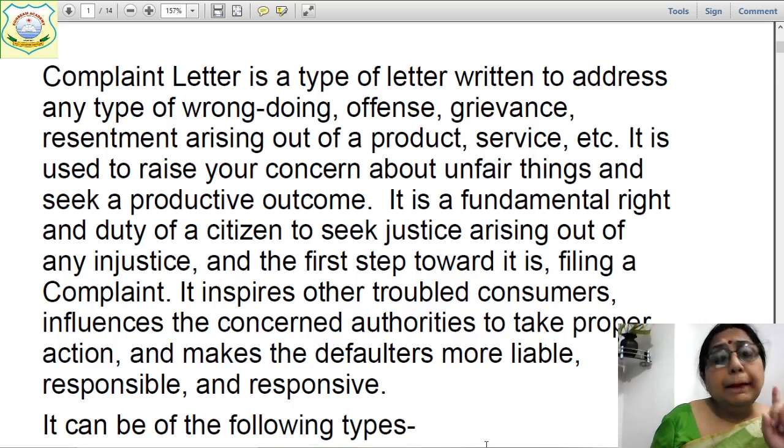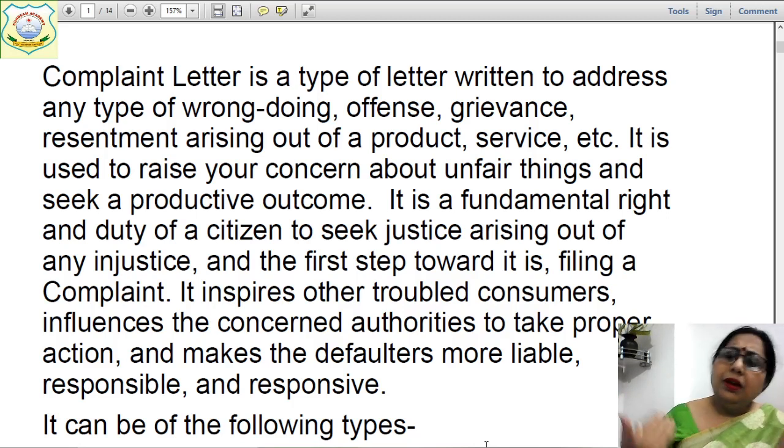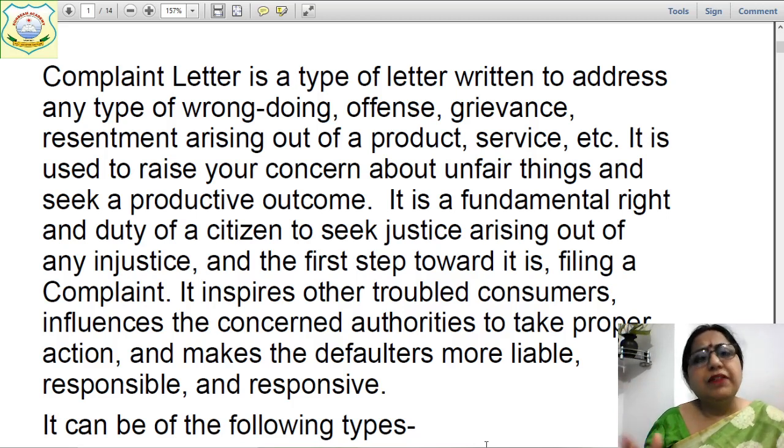Now, children, just before I proceed, I want to share with you that a complaint letter would also follow the format of a formal letter. Can we just revise quickly the format of a formal letter? First, it would be the sender's address. Sender's address, if it is mentioned in the question paper, we have to follow that. And if it is not mentioned in the question paper, you have to write whatever you want.